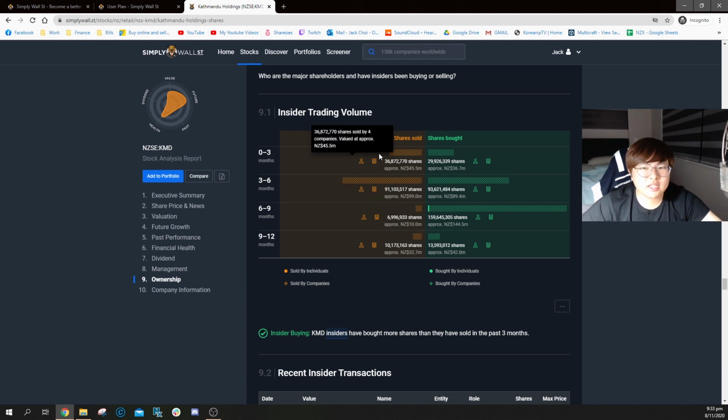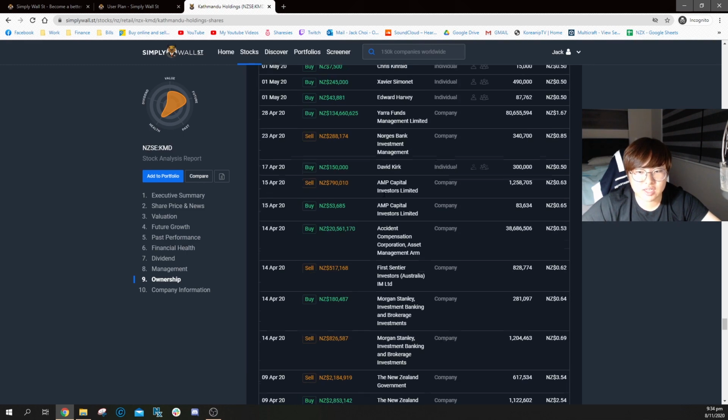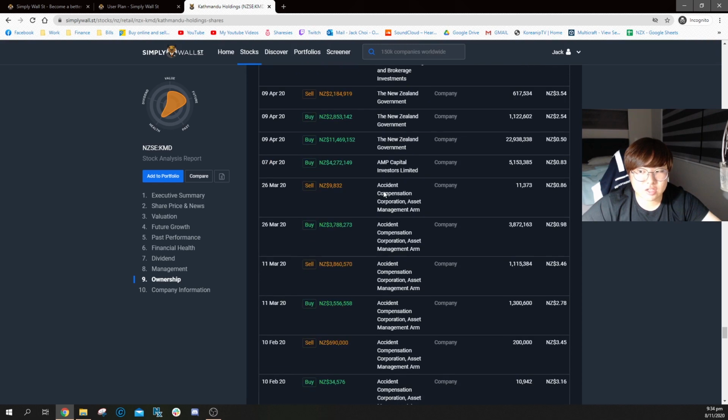Then you've got insider trading. Insider trading is pretty much when an insider, which normally means someone who is affiliated with or in the company, buys or sells their own stock. So for me, it would be like me buying or selling Plexure shares. The graph shows you how much has been sold and how much has been bought by insiders, and you see a bunch of transactions for these insider trades.